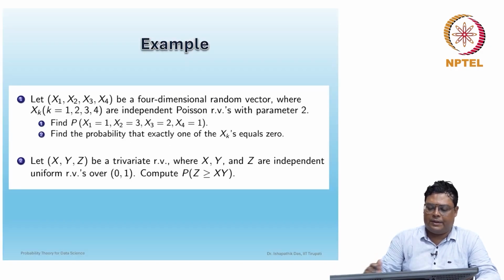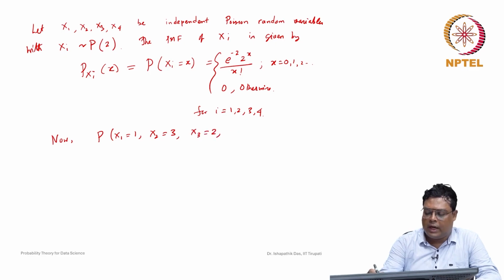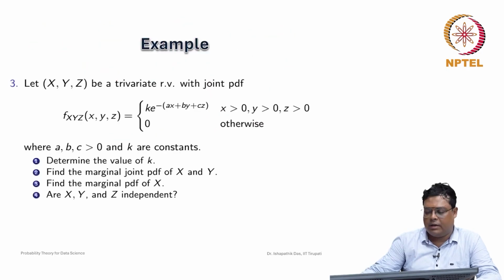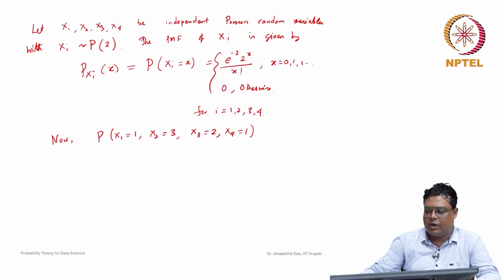Now the question is to find the probability that x1 is equal to 1, x2 is equal to 3, x3 is equal to 2, and x4 is equal to 1. Because it is a multivariate random variable, we can talk about them jointly taking the values 1, 3, 2, 1. So what is the probability?